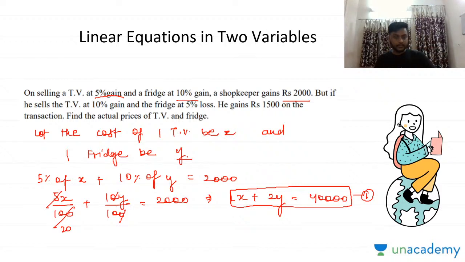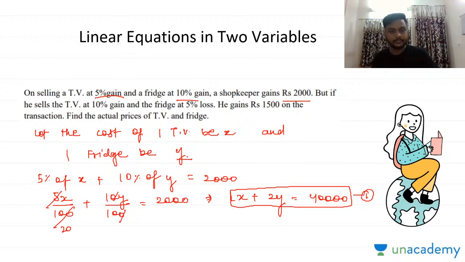Everyone got this? What I did? I repeat, guys, what I did. I assumed that the cost of one TV is X and I assumed that the cost of one fridge is Y. And then because I'm talking about 5% gain, 5% gain on TV will be 5% of X plus 10% gain on fridge will be 10% of Y, and this entire gain is given to you as 5% of X plus 10% of Y is equal to 2000. Clear? So you have x plus 2y is equal to 40,000.